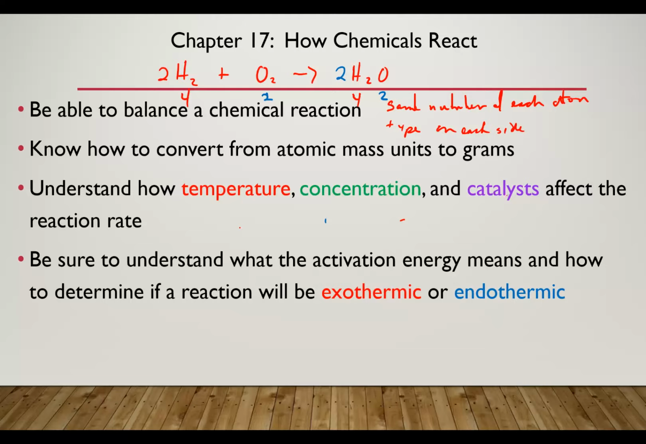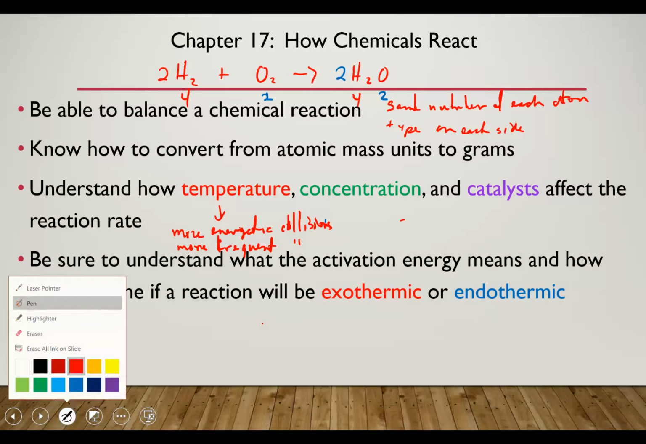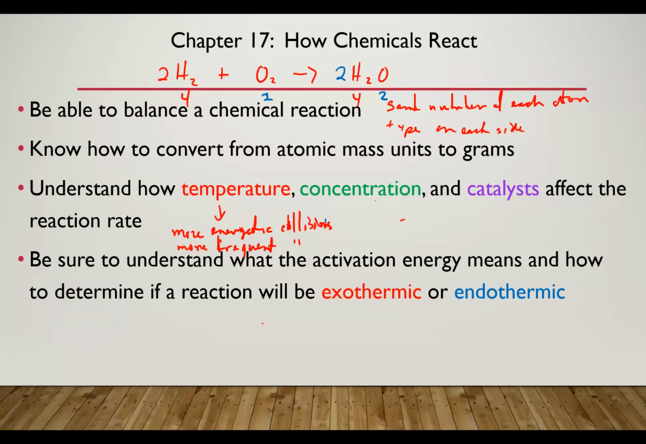Understand how temperature, concentration, and catalysts affect the reaction rate. Temperature, you have more energetic collisions and more frequent collisions because they're moving faster. Concentration, if you have a higher concentration, you're going to have more frequent collisions because they're closer together.